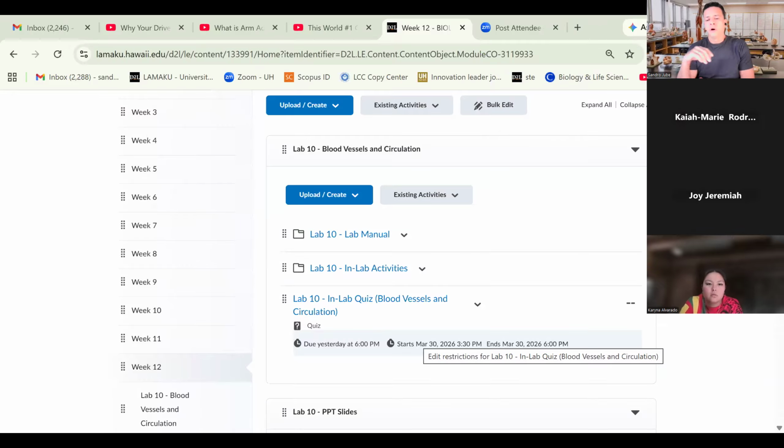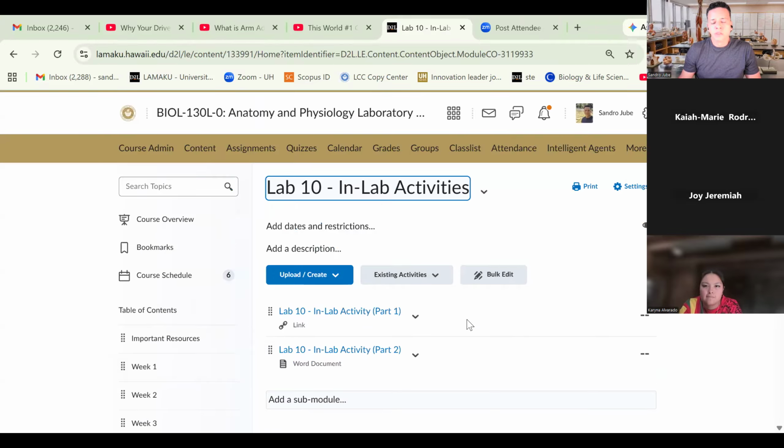All right, guys, so if you go to our Lamaku site and you go over Lab 10 in-lab activities and you click on that, you're going to have two parts, part 1 and part 2. If you click on part 1, that is going to take you to the Edpuzzle, where you're going to watch the video on blood pressure, how to measure blood pressure using a sphygmomanometer.